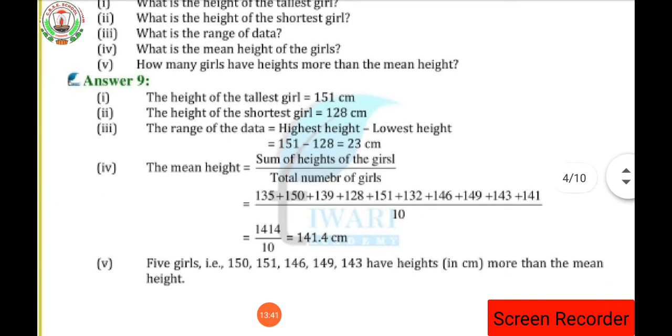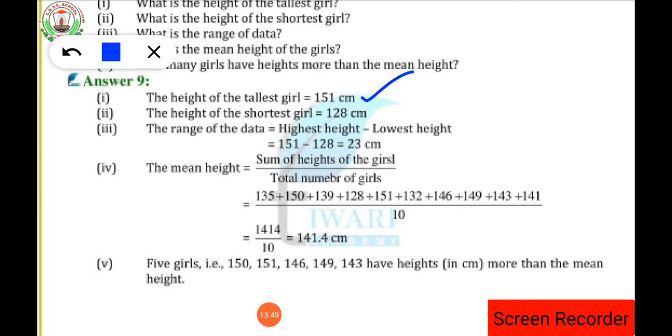So here you have to find the mean, the arithmetic mean. The highest height of a girl is 151 centimeter, the shortest height is 128. With the help of these we can find the range. Subtracting, we get the required answer 23 centimeter. Now what is the mean? Sum of all observations upon total number of observations. The words change according to the statement of the question.